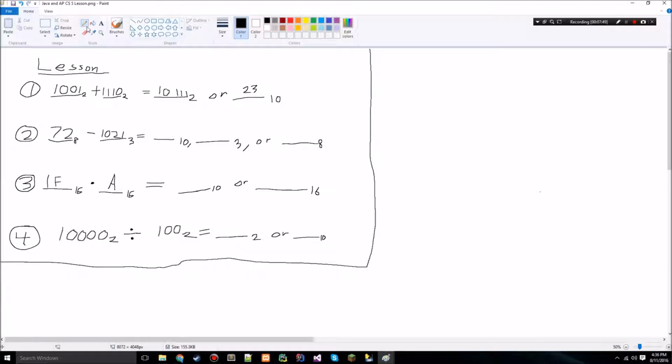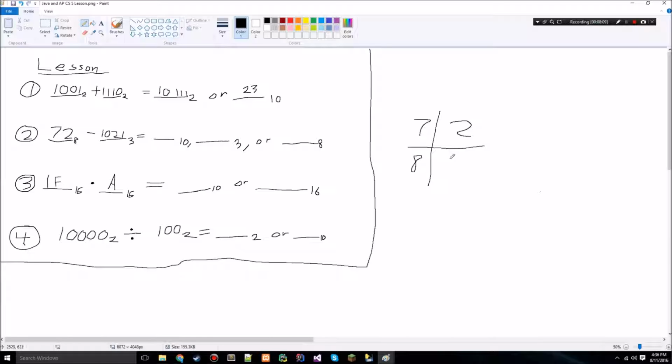Okay, so we have 72 base 8 minus 1021 base 3. So let's go ahead and convert both these numbers into base 10. So let's make the table for base 8, 72.